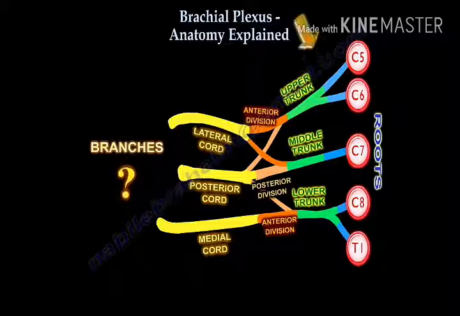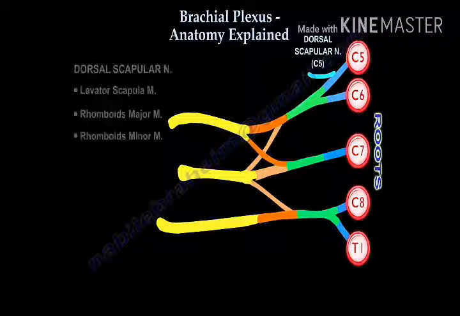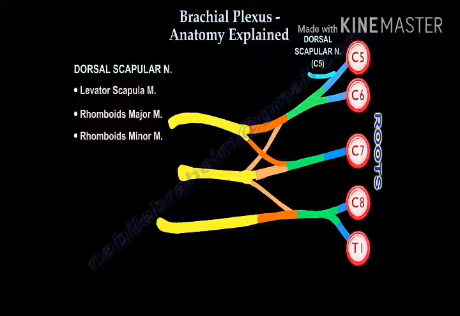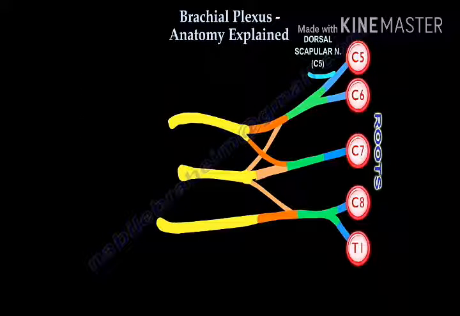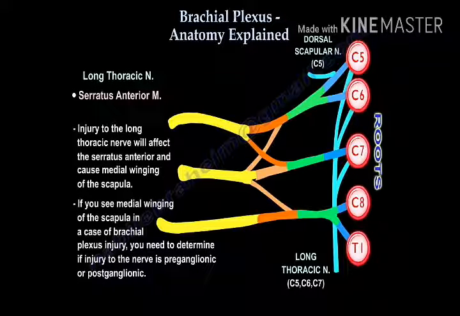These branches are important because they are preclavicular branches, which means if they are injured, it can give you a bad prognosis. So branches from the roots are the following. From C5 comes the dorsal scapular nerve that supplies the levator scapulae, the rhomboid major, and the rhomboid minor. From C5, C6, C7 comes the long thoracic nerve, which supplies the serratus anterior.